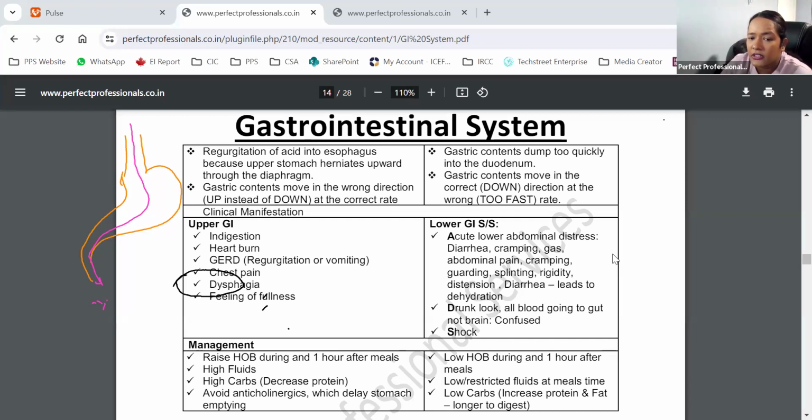Splinting, rigidity, distended abdomen, diarrhea leads to dehydration. Patient will have a drunk look.